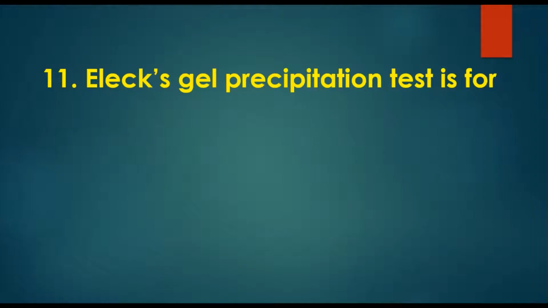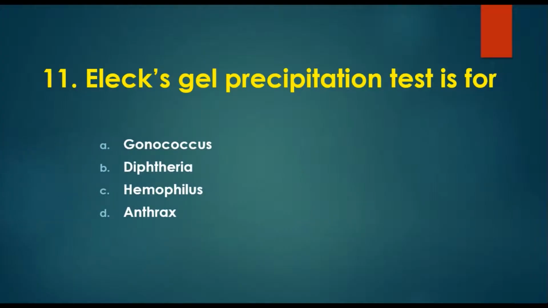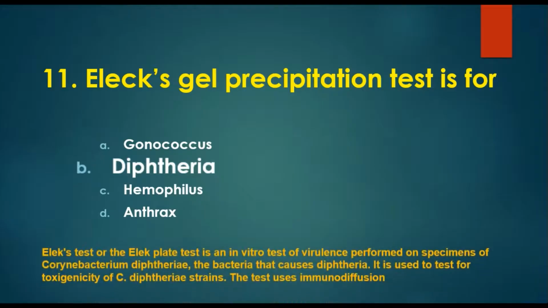11th. Elek's gel precipitation test is for, that means for detection of which disease? Options are A. Gonococcus, B. Diphtheria, C. Haemophilus, D. Anthrax. So obviously here the answer is diphtheria, which is caused by a bacteria called Corynebacterium diphtheriae.